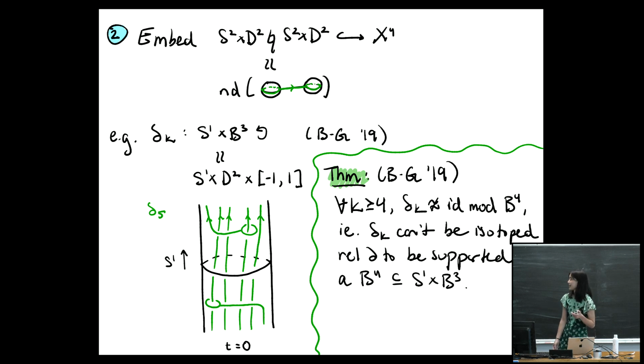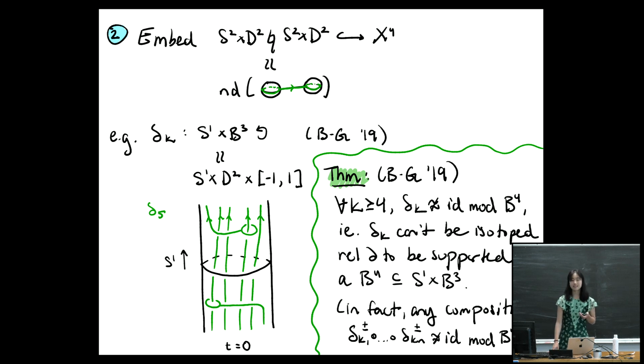So what that means is that you can't isotope these delta k's rel boundary so that they're supported in a B4 inside your 4 manifold. Sort of morally, what this condition is saying is that these delta k's are actually diffeomorphisms of S1 cross B3. They don't just come from plugging in some diff of B4 in some corner of your manifold. But this mod B4 situation, we'll use that crucially in the proof. And in fact, they showed that any composition of these delta k's or their inverses is non-trivial mod B4.